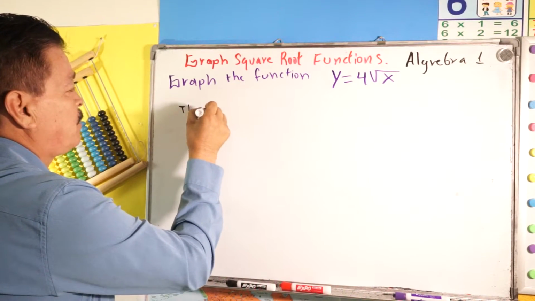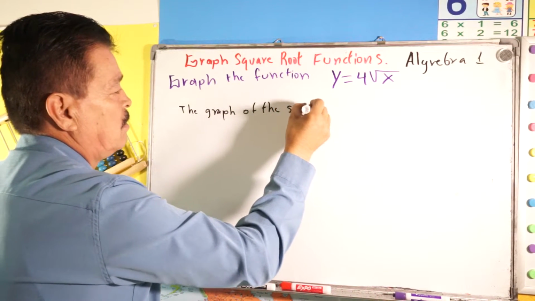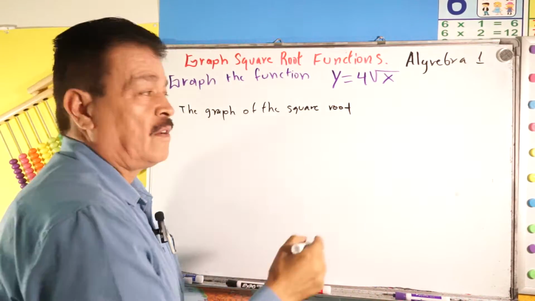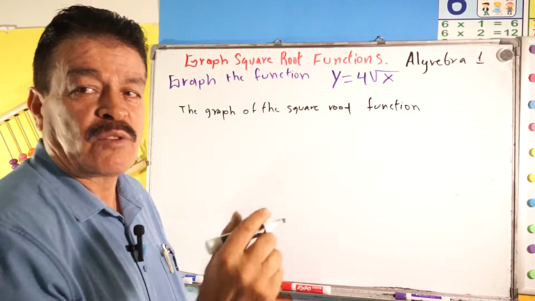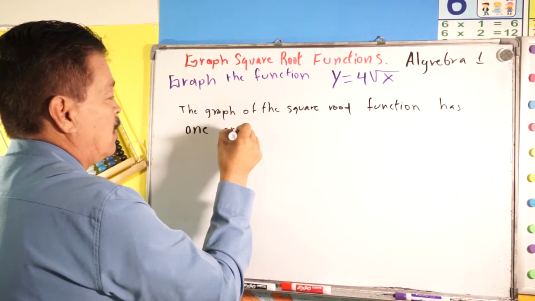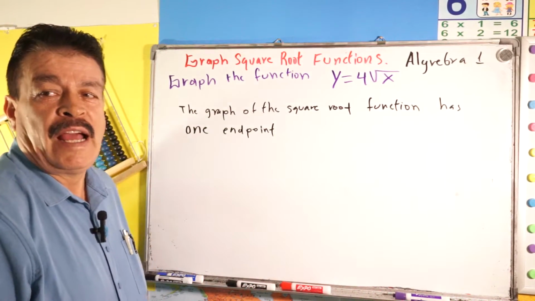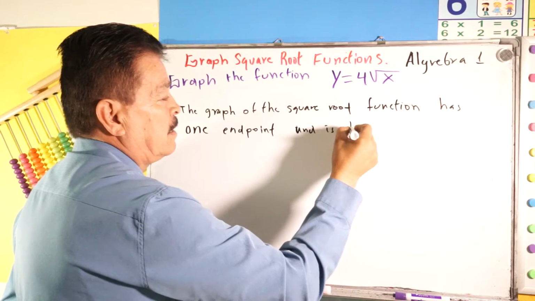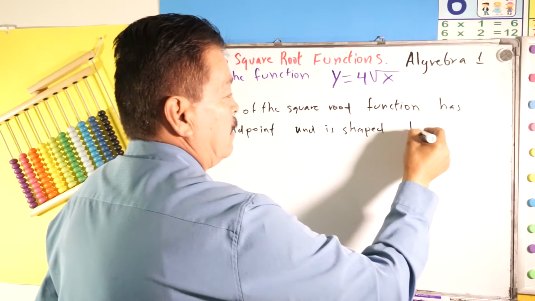This is a main concept for our class. You have to remember this function has one endpoint, and it is shaped like half of a parabola.